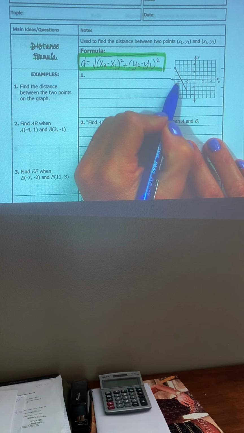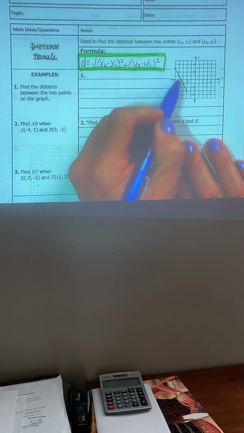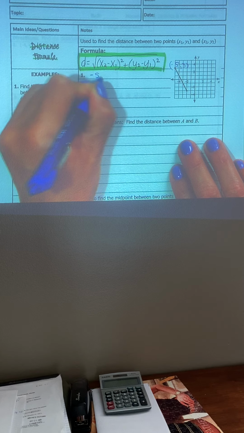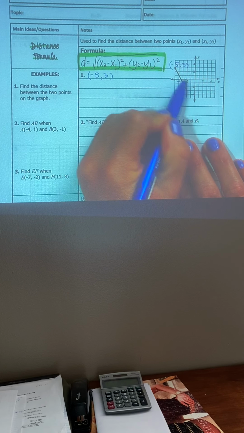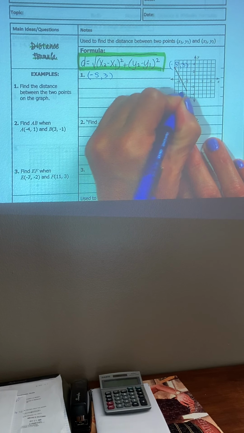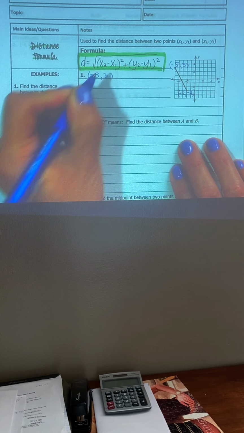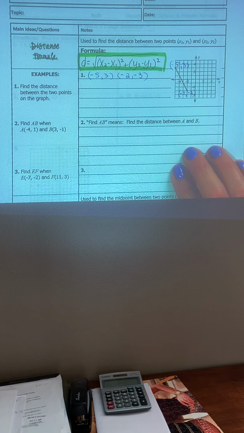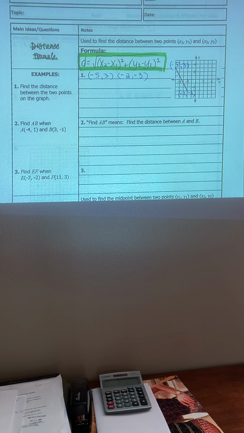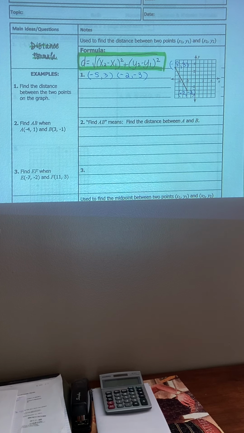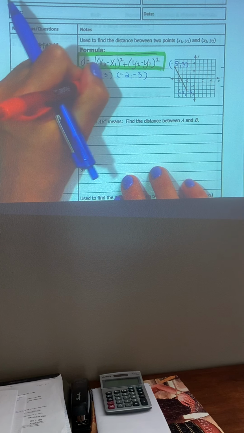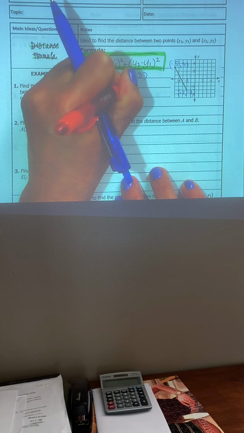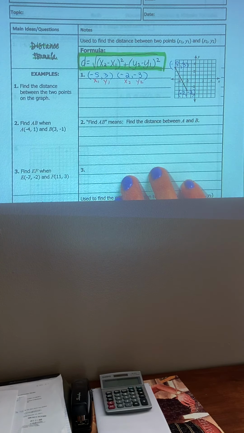Let's find them. The first ordered pair is -5, 3. I'm going to write that over here. My second ordered pair is -2, -3. Write that there. Okay. So here are my two ordered pairs, and we are going to plug it into the distance formula. So again, every ordered pair is x1, y1, and x2, y2.